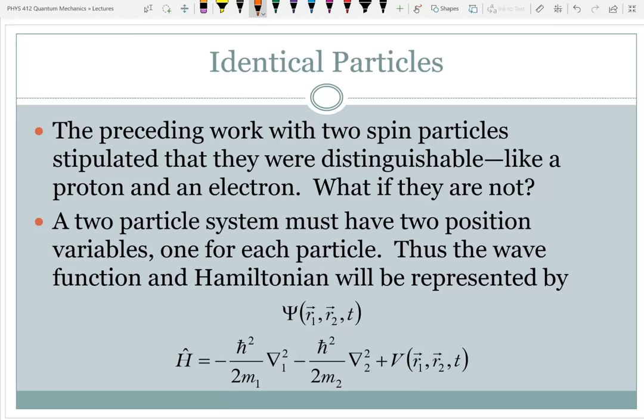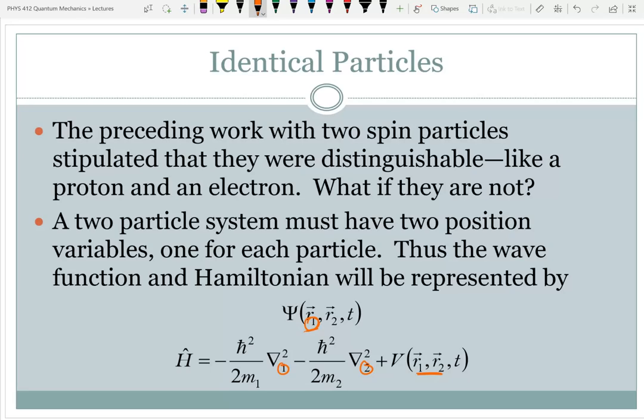So if I am looking for the Hamiltonian, if it's a subscript of 1, it means I'm doing the del squared with respect to radius 1. If it has a subscript of 2, I'm doing del squared with respect to radius 2. And then I have the potential energy, which is a function of both radius 1 and radius 2. That's very, very general. That works for any problem so far. It's also fairly useless because it's going to take a lot of work.